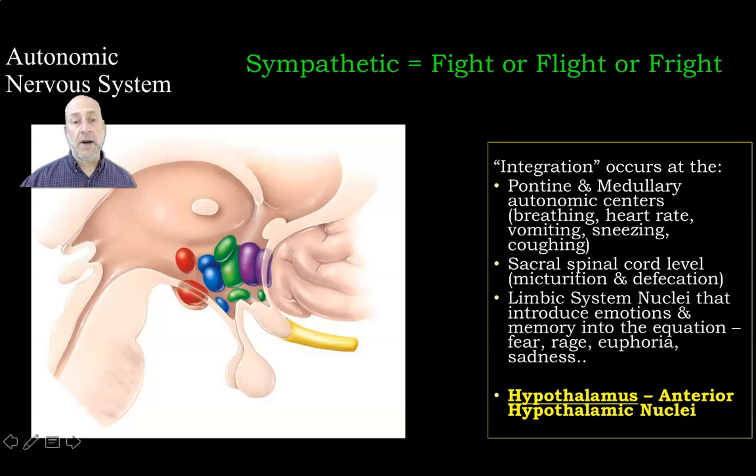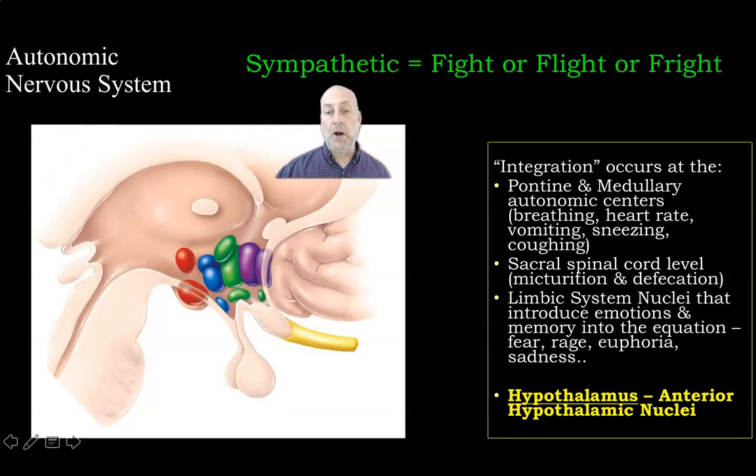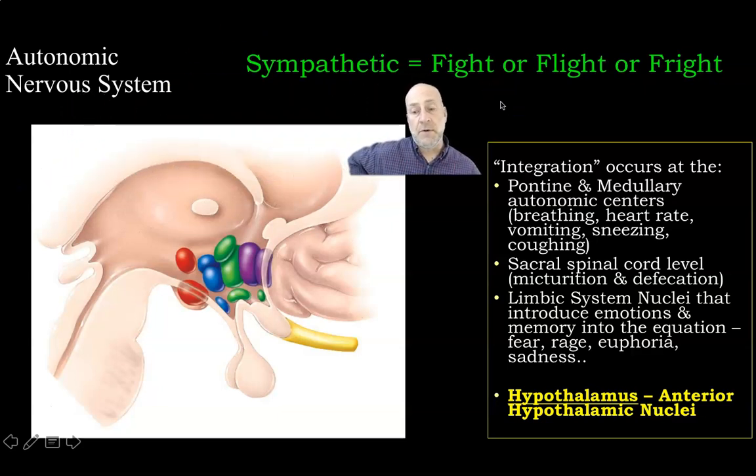Then where do we integrate? Well, you've got your pontine and medullary autonomic centers, remember, for breathing, your pneumotaxic and your apneustic areas, for heart rate, vomiting, coughing, all those happening in the pons and the medulla oblongata. Way down low in the sacral spinal cord, you've got reflex arcs that cover micturition or urination and defecation. Then your limbic system nuclei, they introduce emotion and memory into the whole concept, right? Fear, rage, euphoria, sadness. But remember that your hypothalamus is really the driving force.